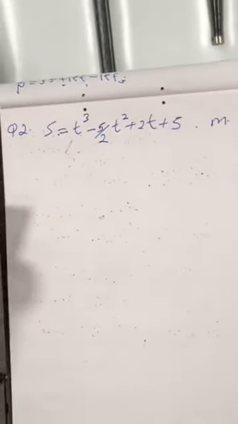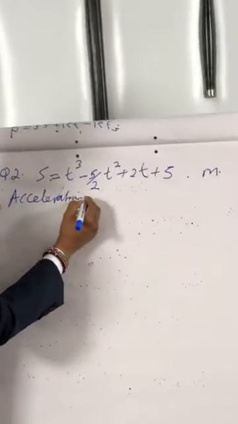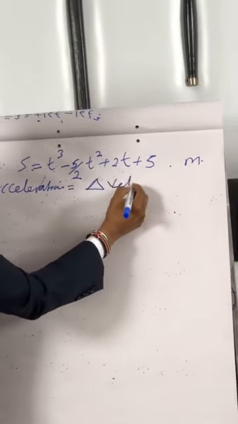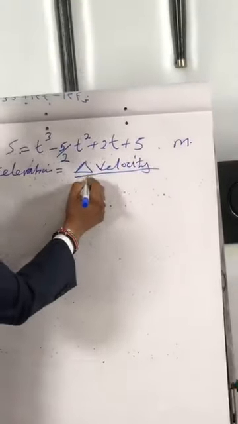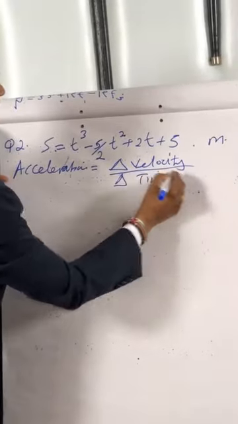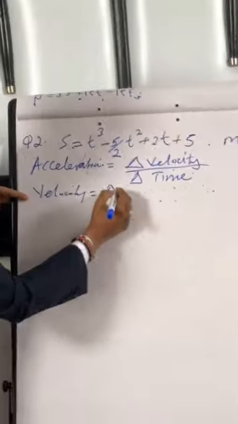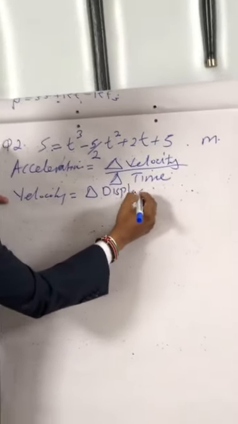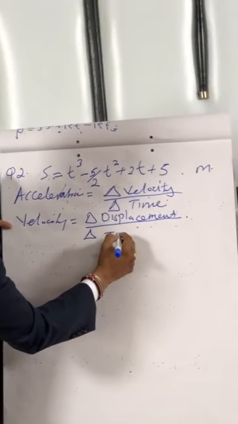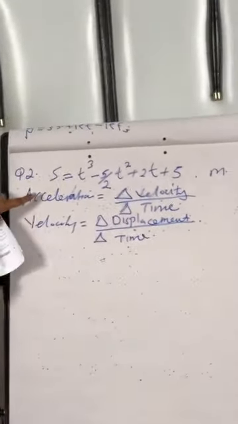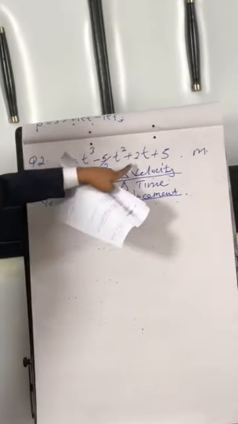Find acceleration after t seconds. Acceleration is given by change in velocity from the mathematical formulas divided by change in time. But velocity, we saw earlier also, is given by change in displacement divided by change in time. Therefore, for us to get acceleration, we will have to get velocity first.